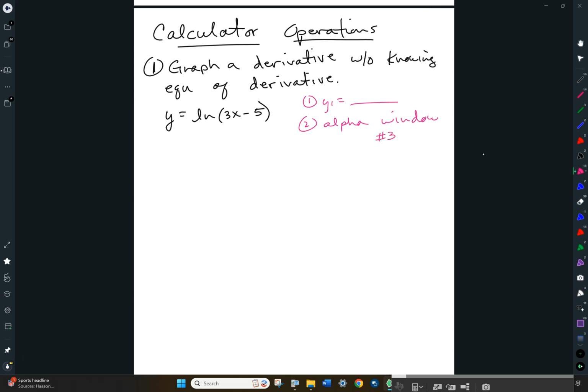Okay, so that's if you want to graph a derivative function even though you don't know what that function is equal to. And the second thing is, what if you want to find the value of a derivative at a specific point?